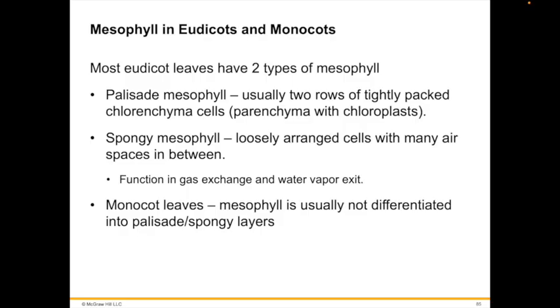Some plants, including species of eucalyptus, have leaves that hang down rather than extend horizontally. They have palisade mesophyll on both sides of the leaf. Nearly all eudicot leaves have loosely arranged spongy mesophyll between the palisade mesophyll and the lower epidermis, with many air spaces throughout the tissue.